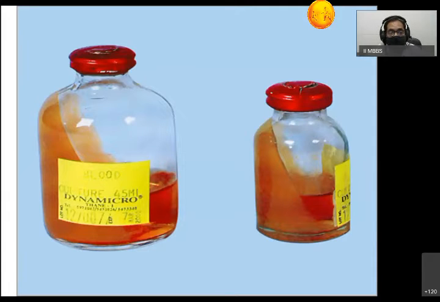These are the broths for blood culture from different commercial companies.